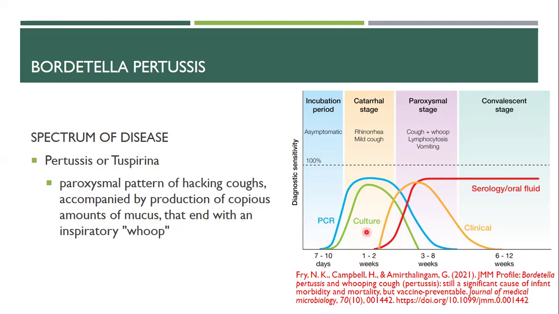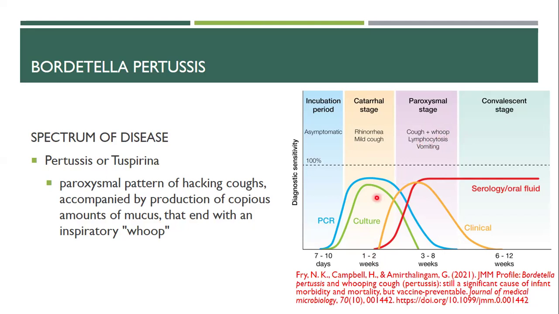And then we have your paroxysmal stage. This is the stage characterized by the whoop, the inspiratory whoop. It is characterized by cough and the inspiratory whoop, and also lymphocytosis and vomiting. Lymphocytosis again means there are increased lymphocytes in the blood circulation. Then there's also characteristic vomiting.